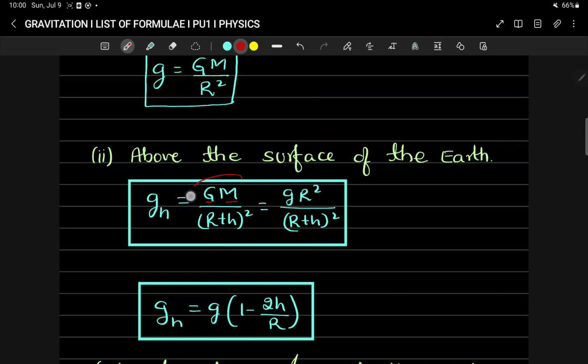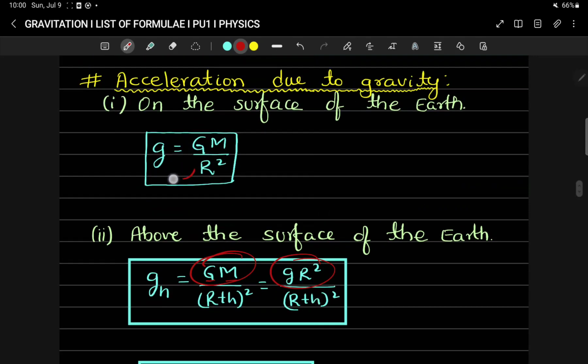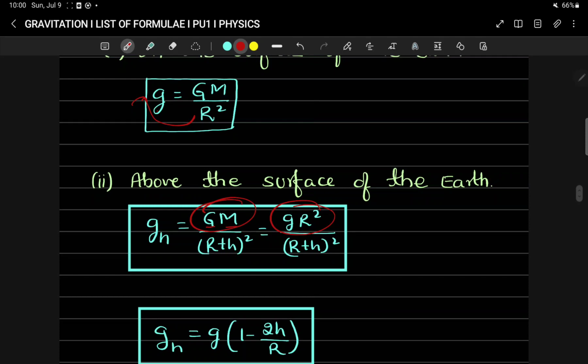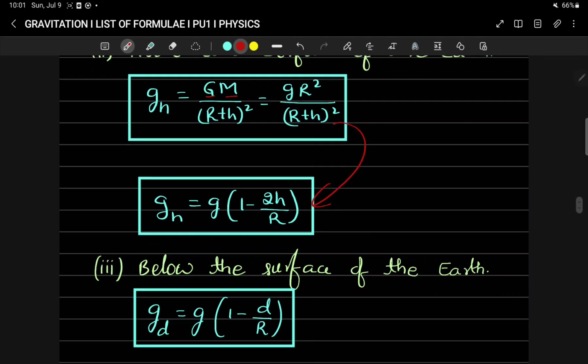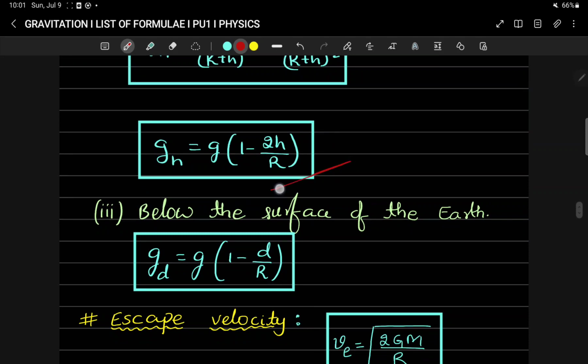Then GM can be written as small g R square by using this formula. If you send this R square to this side, you will get small g R square, that is equal to GM, so that we can substitute here. After solving that, as I explained in the derivation how we got this, the acceleration due to gravity above the surface of the earth is also given by this formula.